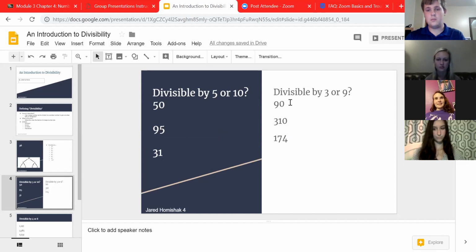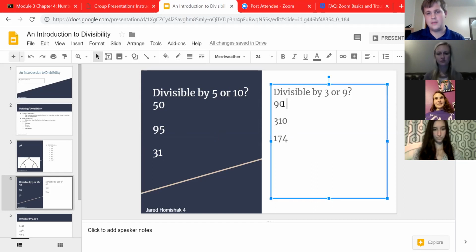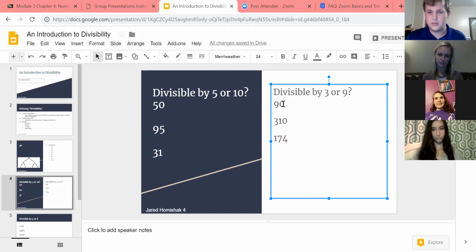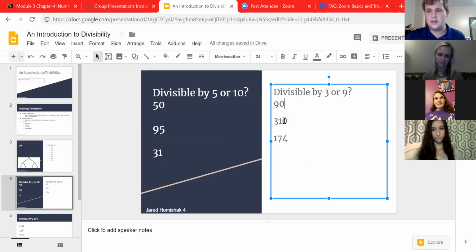Moving on, we now look at 3 or 9. Well, for both of them, you just add up the digits in the number, and then you divide the sum by 3 or 9, whichever you're looking for. If it is divisible by 3 or 9, the sum you come up with when you add the numbers will be divisible by 9 or 3.